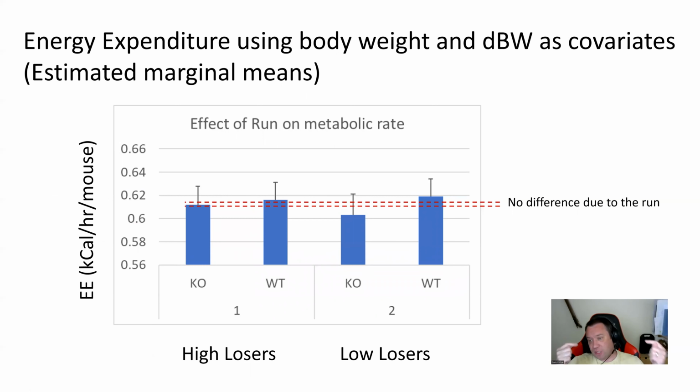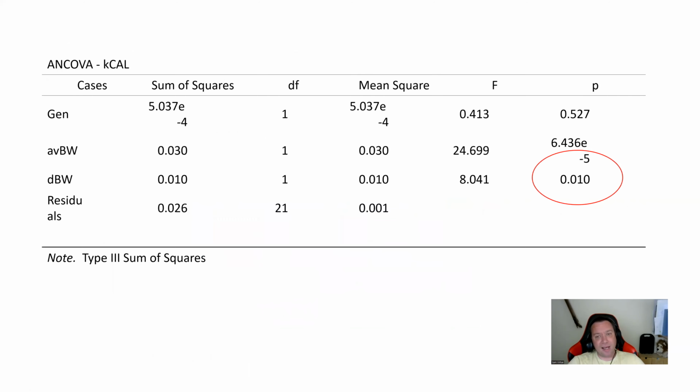Now, if we do an ANCOVA analysis using body weight and delta body weight as covariates, the estimated marginal means come to a point where there is no actual statistical difference between the runs. So it eliminates the statistical difference between the runs. And now they're all pretty much the same, maybe at most 0.1 joules between the 2 runs, if that, sorry, 0.01 kilocalories per hour. We're in kilocalories per hour country here.